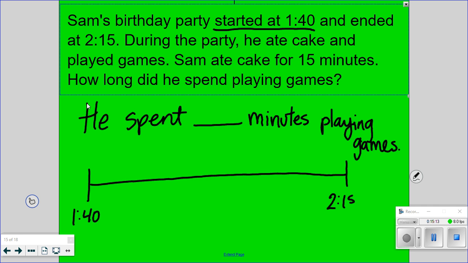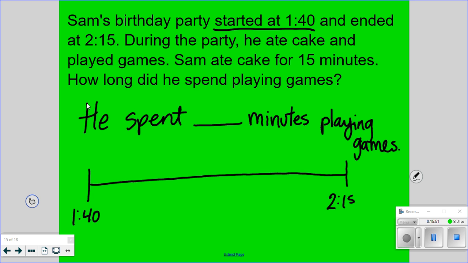Devin, what do you think? Maybe you can jump like an hour. Okay, why would I jump an hour? You want to get to 2:15. Very good. Devin noticed we started at 1 something and ended at 2 something. But if I start at 1:40 and jump a whole hour, it's going to be 2:40, which is way past my end time. So it's not going to be an hour.